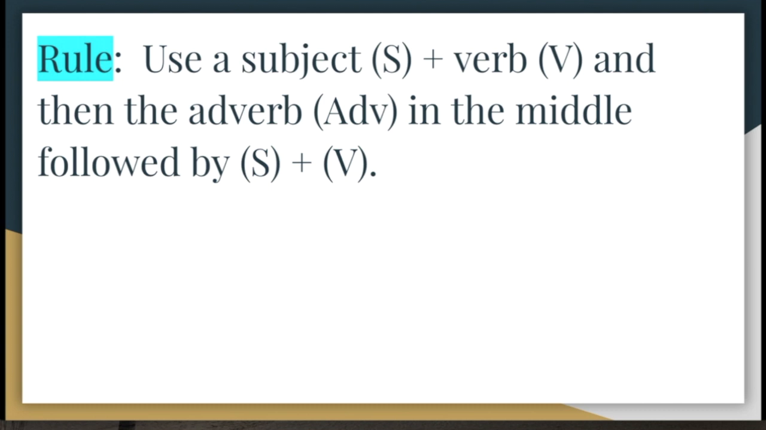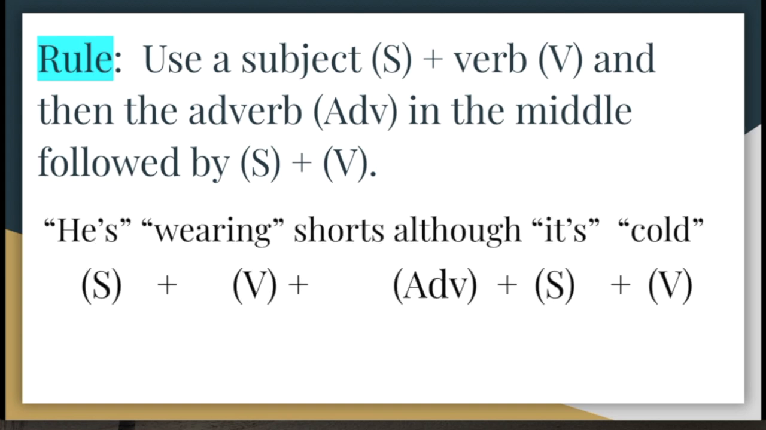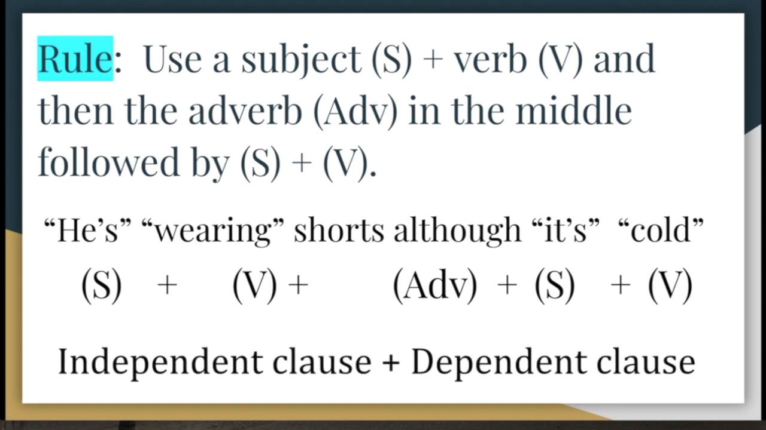Here's a rule. Use subject plus verb, and then the adverb in the middle, followed by subject and verb. So the same sentence, we just moved it around, right? So he, the subject, is wearing, verb, shorts is the object, and then adverb, although, it is the subject, is the verb, and cold is the adjective that describes how it is. So now we have the independent clause in the beginning plus the dependent clause.